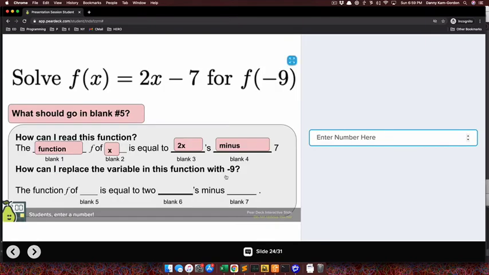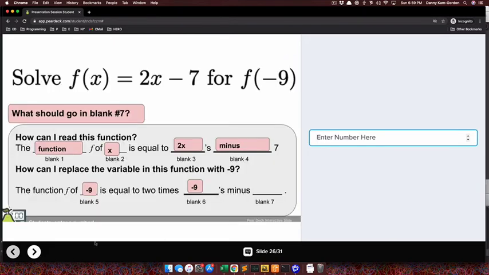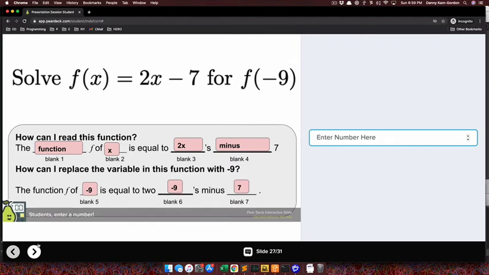And then we need to replace, we said we're looking for f of negative 9, so we're going to take this negative 9 and put it in here for x and here for x. So it's going to be the function f of negative 9 is equal to 2 times, and we're going to put negative 9 here also, because we're putting in 2 times negative 9, and we're subtracting it from 7. So that should be all the blanks for that problem.